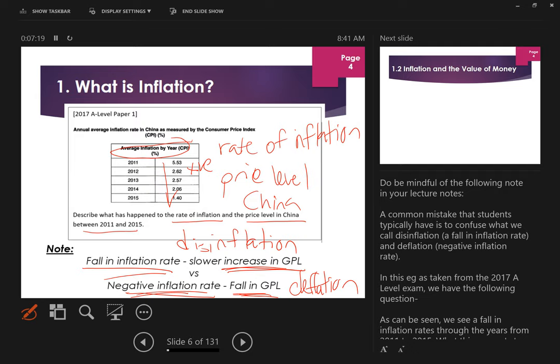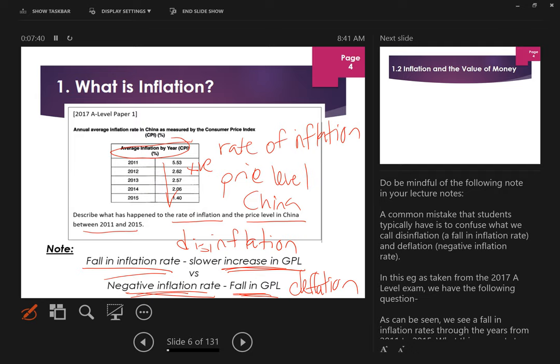On the other hand, deflation is what we term as negative inflation. What this means is that there is actually a fall in your general price level.